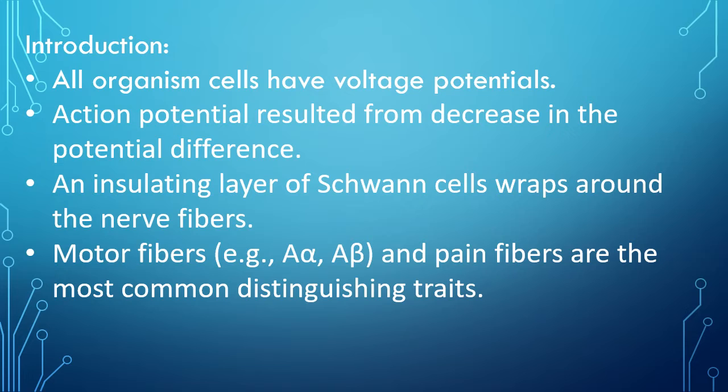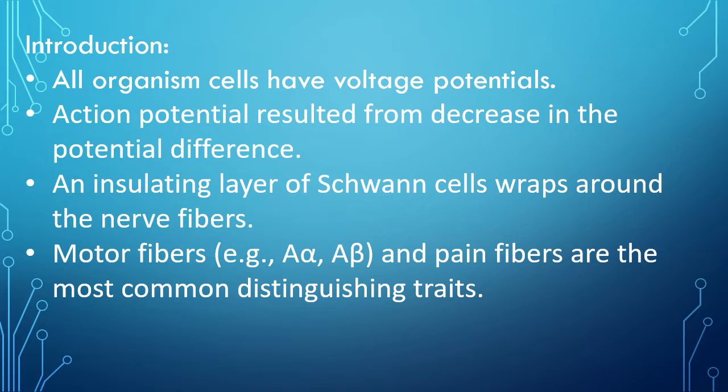Only nerve and muscle cells can generate action potentials, also known as spikes, which are electrical pulses that propagate across their membranes. These are the only cell types that can produce these uniform pulses. An action potential results from the decrease in potential difference. This decrease is called depolarization when it reaches a certain threshold.